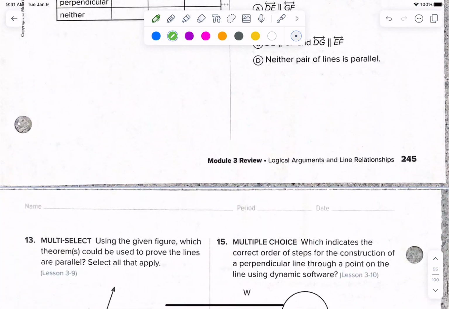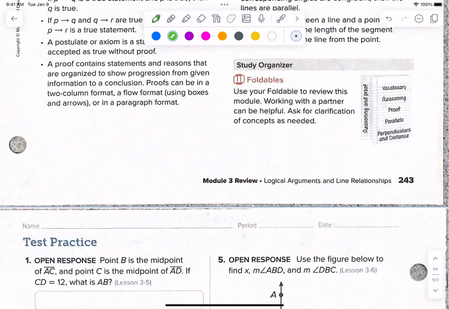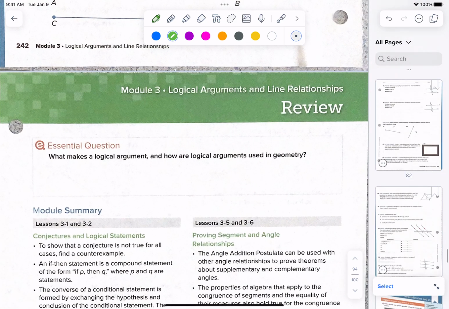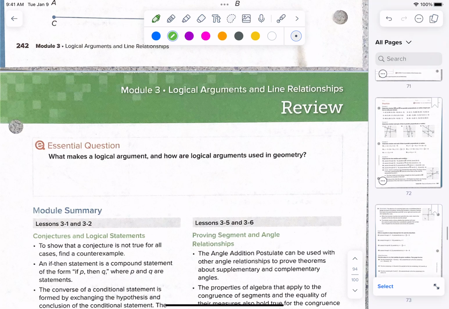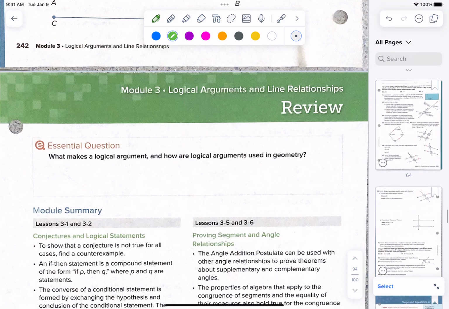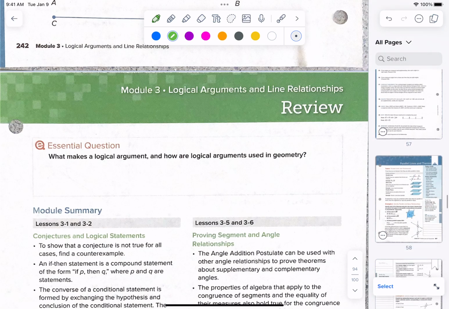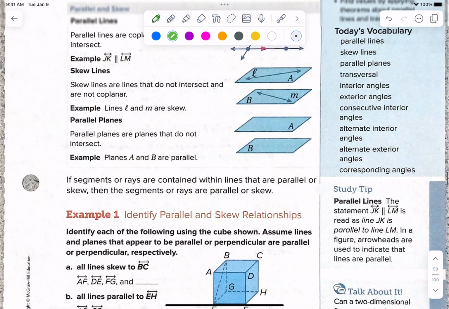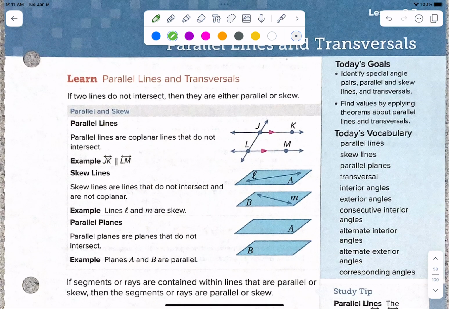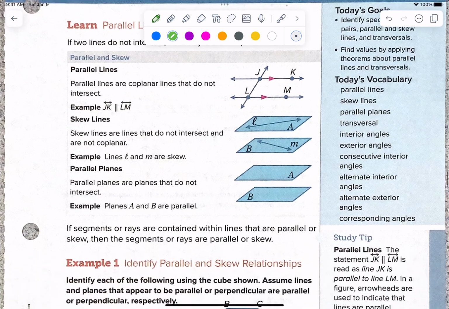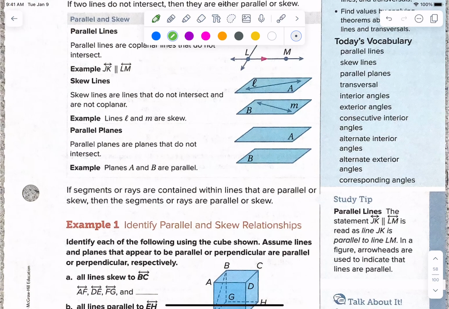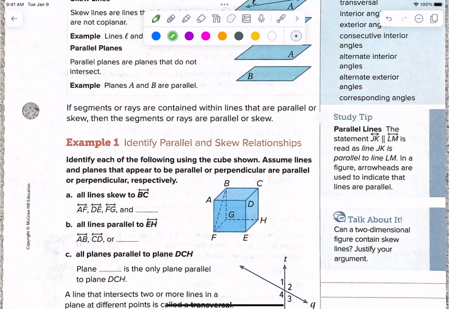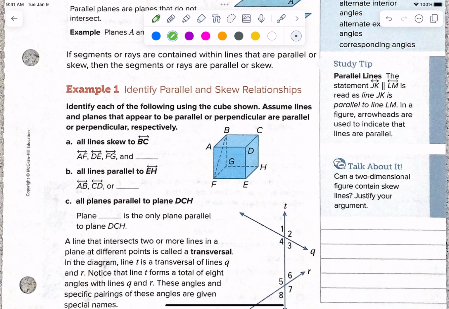Go to the notes. We're gonna breeze over this real quick. There's a couple things and they're gonna give us some examples. We are on page, let me find where it is. Right here. Page 207 is where we are. Okay? All right. So, example 1. They talk about parallel versus skew.